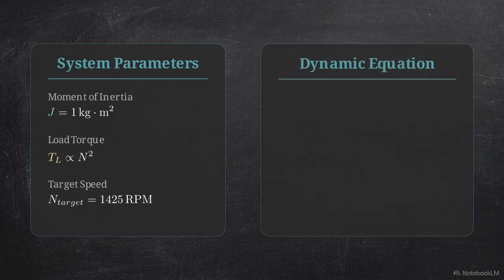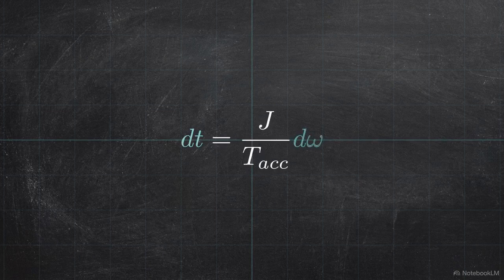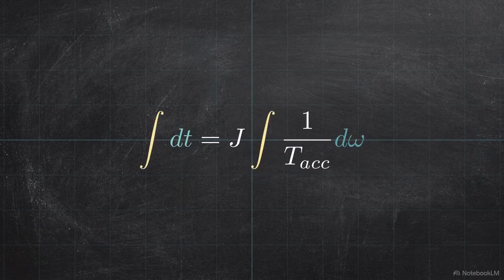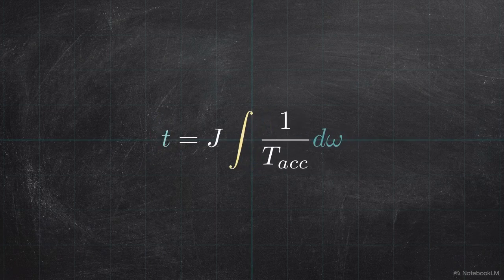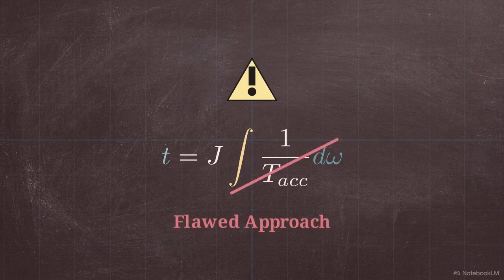The math starts with the fundamental dynamic equation for motor drives. The acceleration torque is the difference between the torque the motor produces and the torque the load resists. That difference equals the inertia multiplied by the rate of change in speed. Using this relationship to find the time it takes to reach 1,425 RPM seems like a straightforward application of calculus. However, as the motor approaches that final speed, the relationship between torque and time changes in a way that often leads to an incorrect calculation.